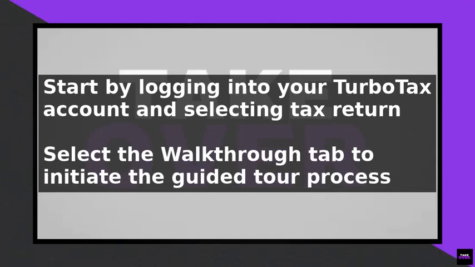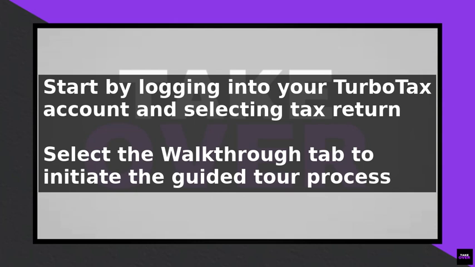To use the TurboTax walkthrough feature, start by logging into your TurboTax account and selecting the tax return you want to work on. The walkthrough feature is a step-by-step guide that helps you navigate the tax preparation process. First, click on the Walkthrough tab, usually located at the top of the screen.